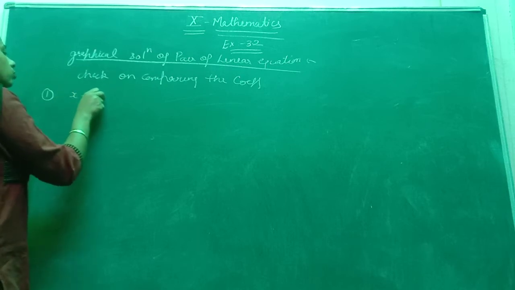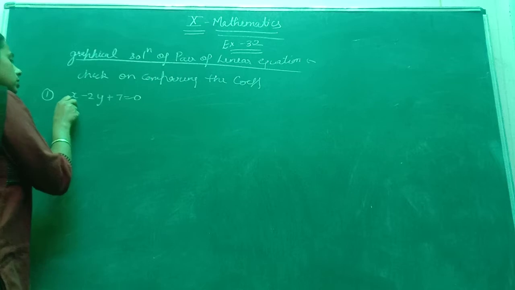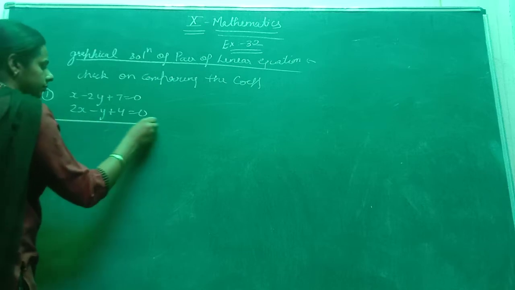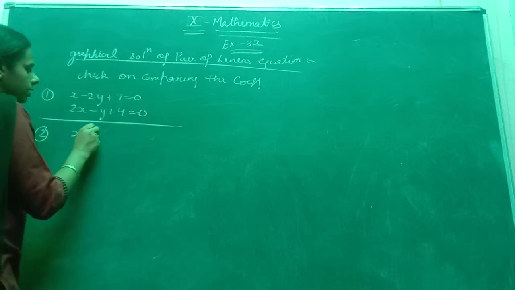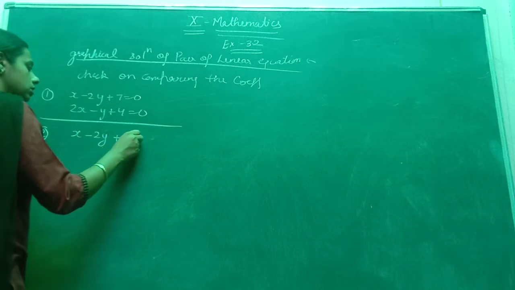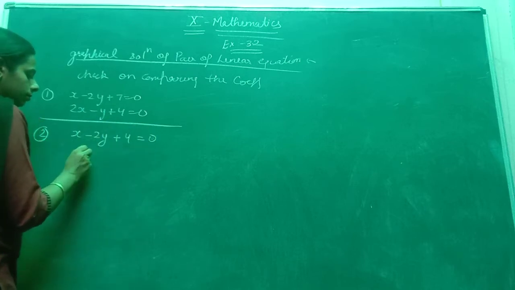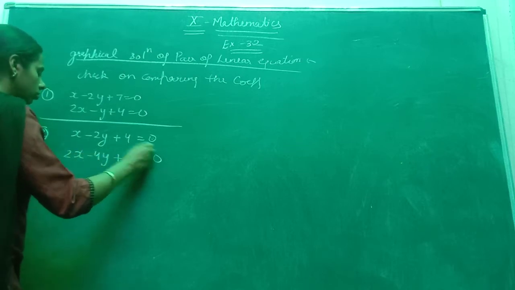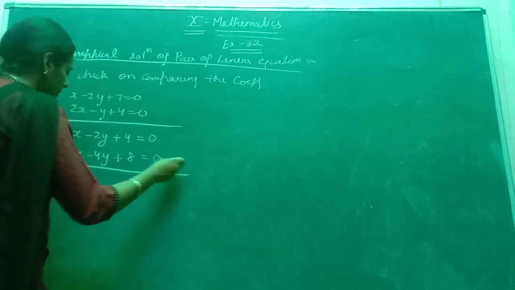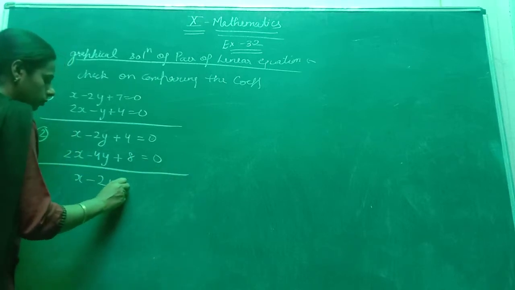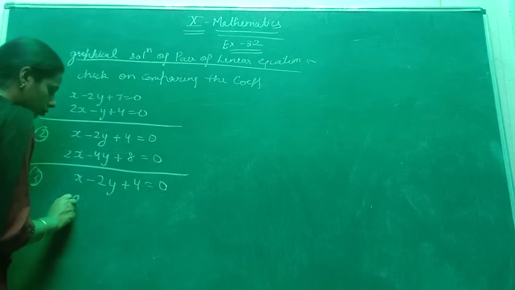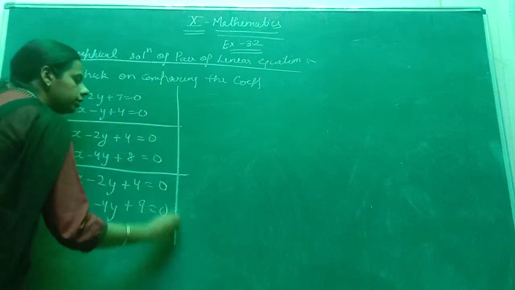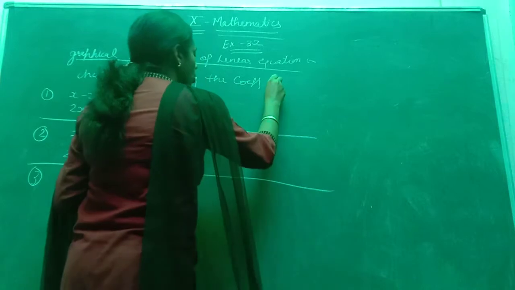I am just taking a pair here. The x minus 2y plus 7 equal to 0, and the second is 2x minus y plus 4 equal to 0. Second type is where the x minus 2y plus 4 is equal to 0, and then 2x minus 4y plus 8 equal to 0. Third one where the x minus 2y plus 4 equal to 0, and the 2x minus 4y plus 9 equal to 0. Here are the three type of pair of equation here. How you will check there?